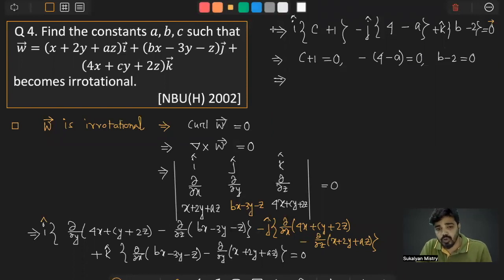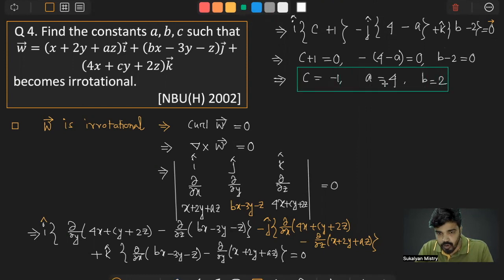Okay, so what do we get? We get c is equal to minus 1, a is equal to 4, and b is equal to 2. This is the answer. So for these values of a, b, c, the vector w becomes irrotational. Okay, clear?